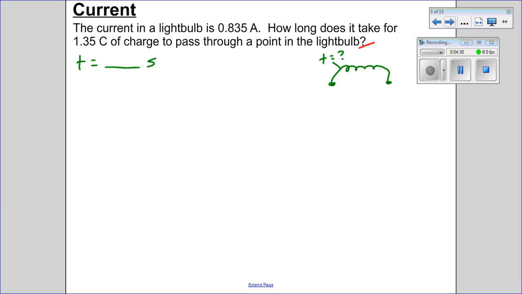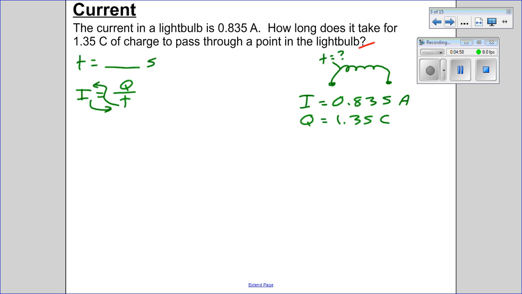Step 3, given information, current equals 0.835 amps, and charge, the amount of charge that's going through, is 1.35 coulombs. An equation, a formula, ideally that uses these 3. Well, we know that current is equal to Q over T, the amount of charge passing in a given amount of time. We need to rearrange this for time. And again, it's the same kind of rearrangement as the last one. Time gets multiplied, so it ends up on top, and current gets divided, so it ends up at the bottom. Then we get Q over I.